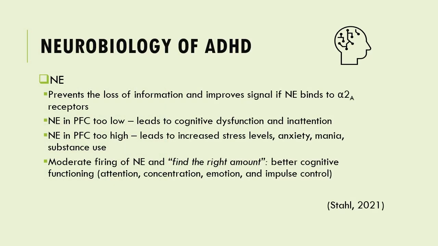Let's focus on the role of norepinephrine in ADHD. Norepinephrine prevents the loss of information and improves the signal if it binds to the alpha-2A receptors. In the prefrontal cortex, if norepinephrine is too low, it leads to cognitive dysfunction and inattention. If the norepinephrine is too high in the prefrontal cortex, it leads to increased stress levels, anxiety, mania, and substance use. So the goal is to have a moderate firing of norepinephrine and find the right amount to improve cognitive functioning, which is going to be manifested by improved attention, concentration, better emotion, and impulse control.